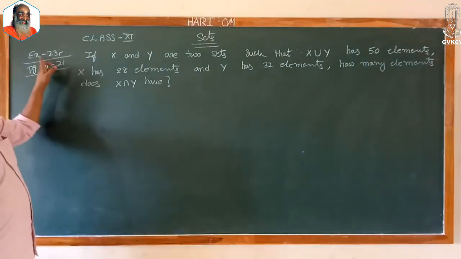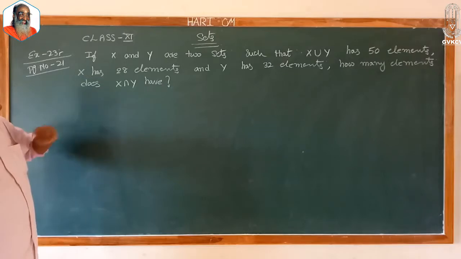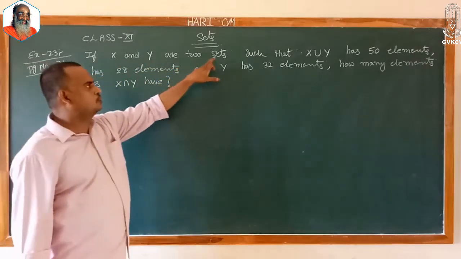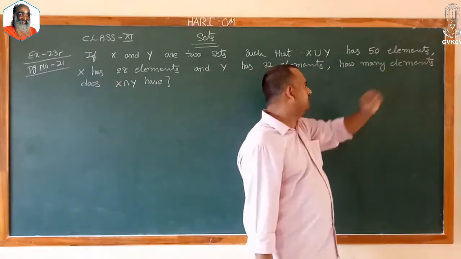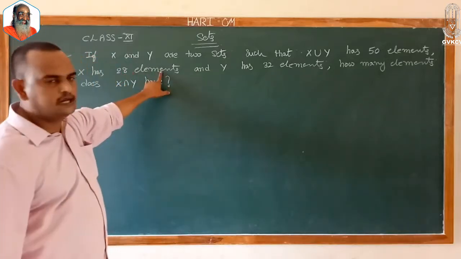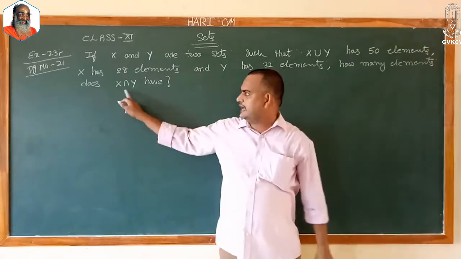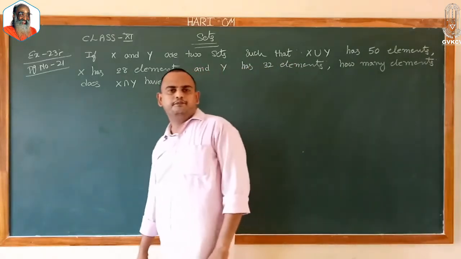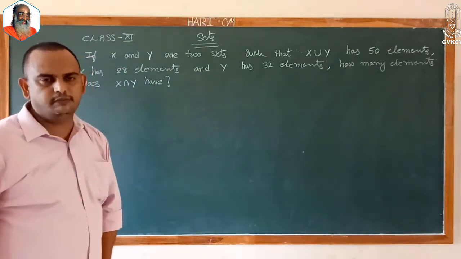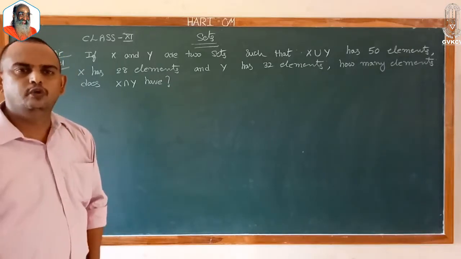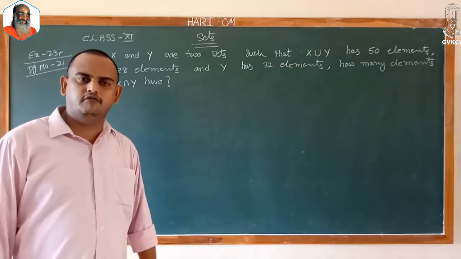Now let us take example number 23 from page number 21. The question is: if X and Y are 2 sets such that X union Y has 50 elements, X has 28 elements and Y has 32 elements, how many elements does X intersection Y have? This is the problem given in sentence form. We can convert it into mathematical form, then apply the formula.